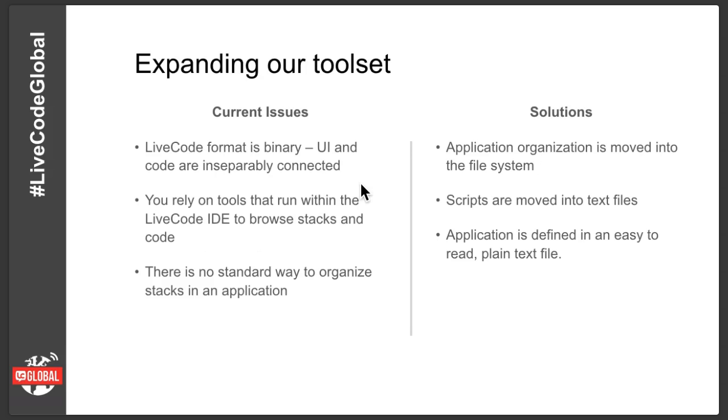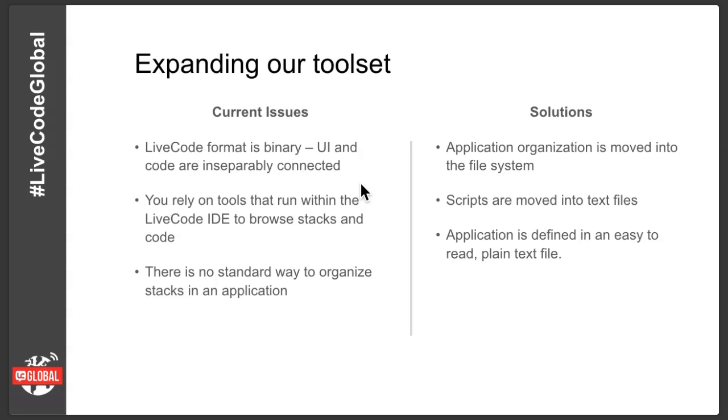As I looked at the current issues with LiveCode, what kept me from using the tools I wanted to use? Well, the first is that the LiveCode format is binary. We have our user interface and our code inseparably connected, all in one file. You could have 100 stacks sitting in one stack file, and it looks like a single file on disk, but you open it up and it's this whole world of user interface and code and wonderful things. But version control doesn't like that single binary file.